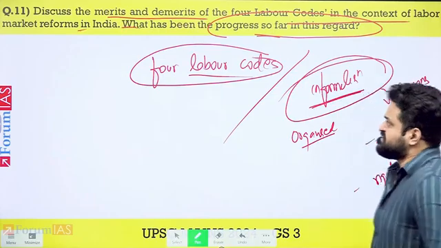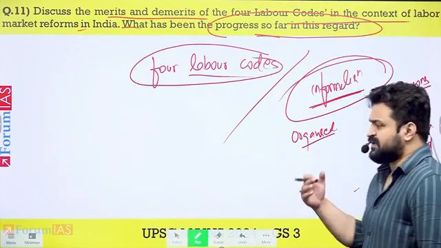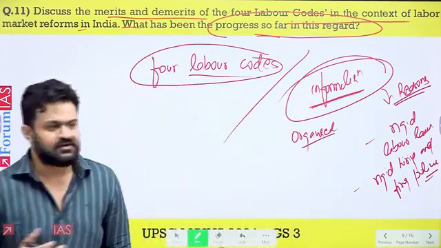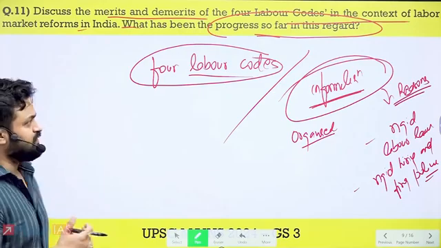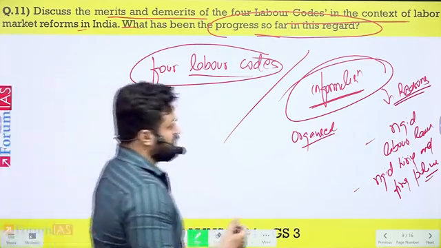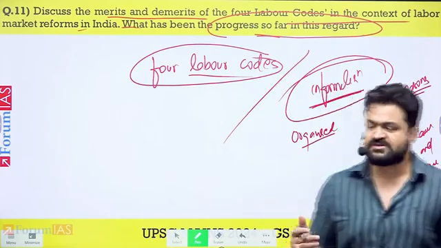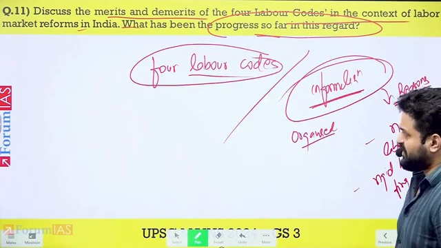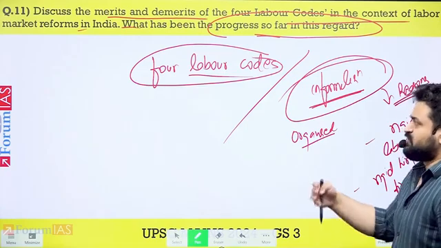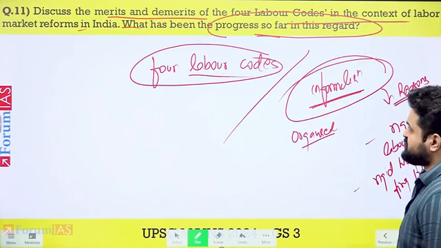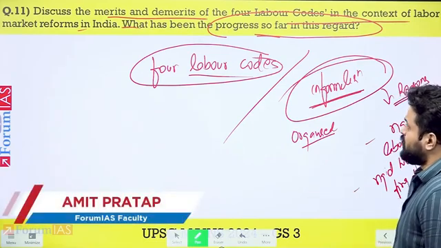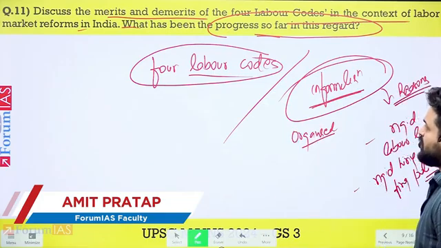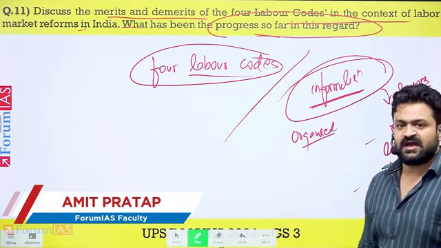Then consensus is also not there because of the issues raised by labor unions. As I said previously, those concerns have been mainly with respect to the bargaining power of the trade unions and labor unions, which they have been expressing, the loss or decline in their bargaining ability with respect to the assertion of the rights of the labor that they were able to do before the introduction of these four labor codes. And that is why the implementation part is actually lagging behind.